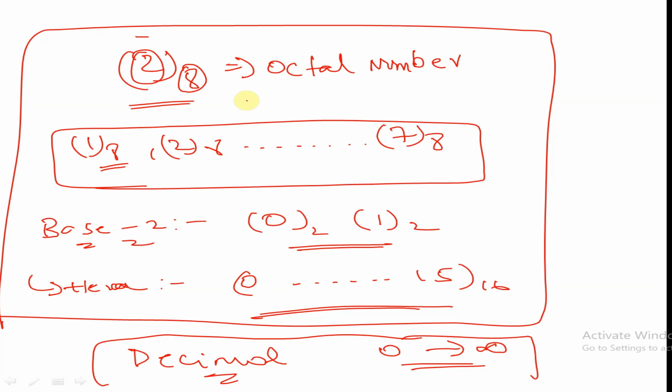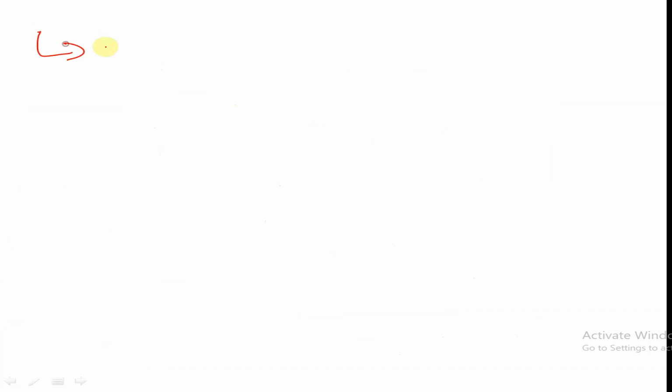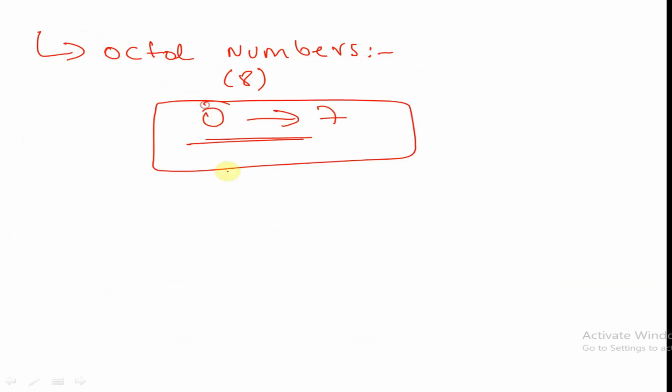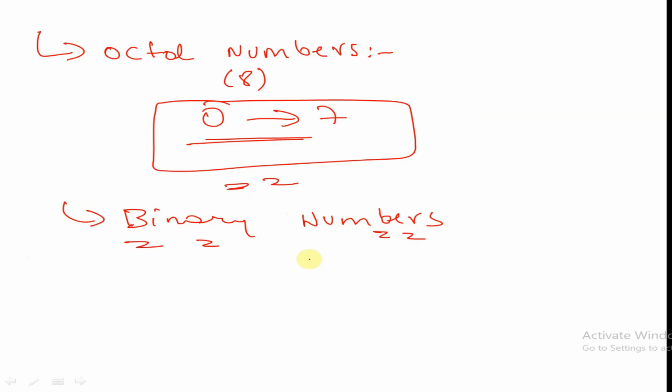So the range of octal numbers is from 0 to 7. This is an important point, so you should remember it. The binary numbers are used mostly in our computers, the binary language of zeros and ones, and they are used more in digital. So the range of binary numbers is 0 and 1. That's it.